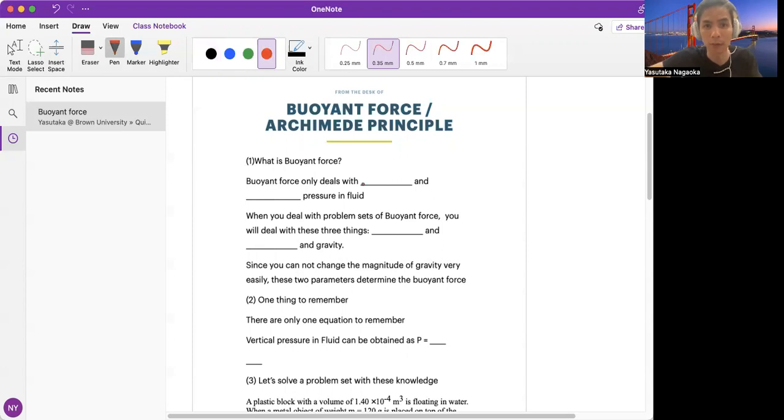You only have to deal with upward and downward pressure or force in fluid. So basically up and down, these two are all you need to know. And when you deal with the problem set of the buoyant force, of course, these are all about an object in fluid. So you have to deal with the density of the fluid.